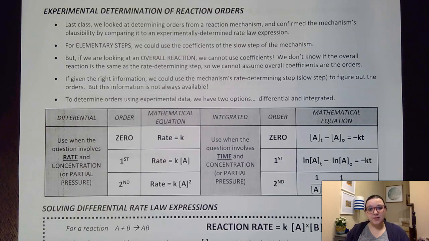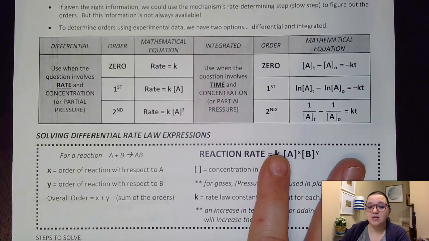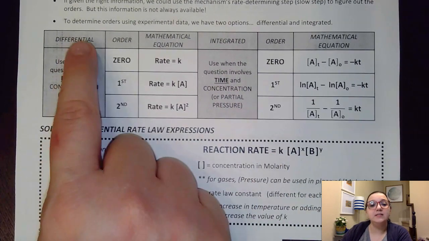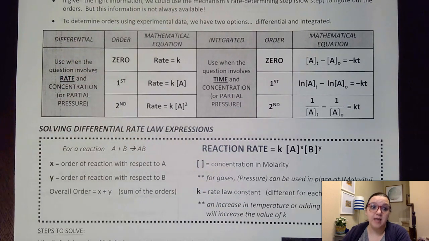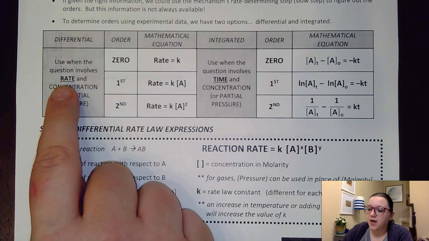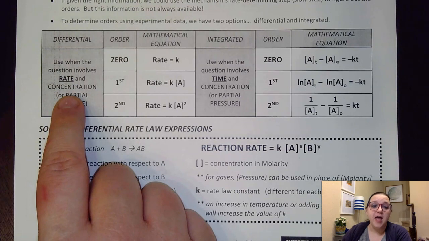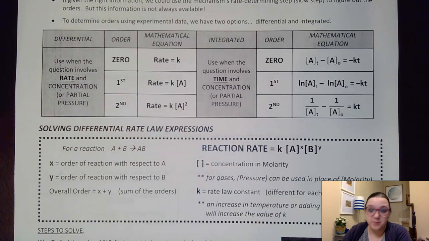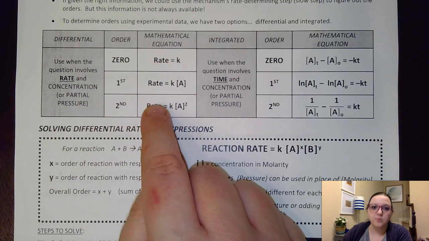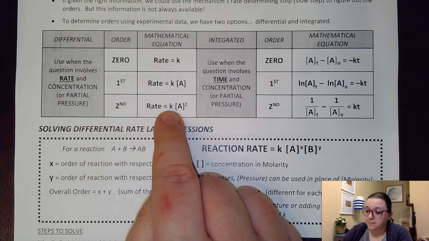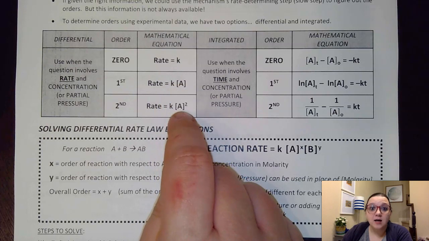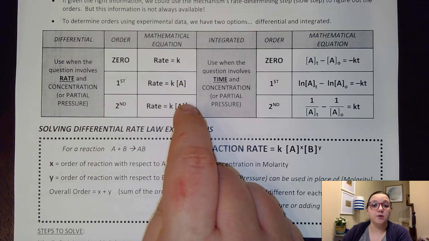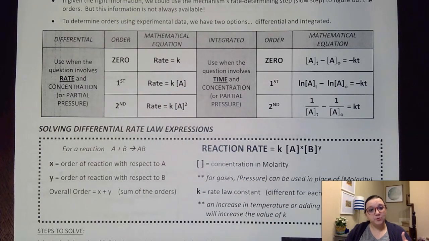Now, for experimental data, we technically have two options. We have both differential and integrated. We're going to be looking at the differential equations today. These are involved when we have rate and concentration. And hopefully you notice that these equations look exactly like what we've been working with. We have some rate, which equals some rate law constant k, and then we have our reactant raised to some order. We're just going to have to figure out those orders in a little bit of a different way today.